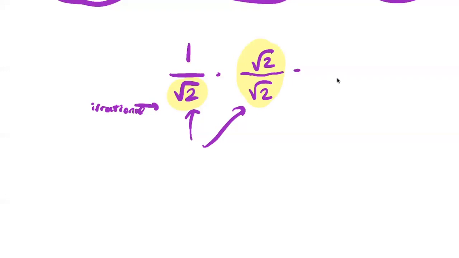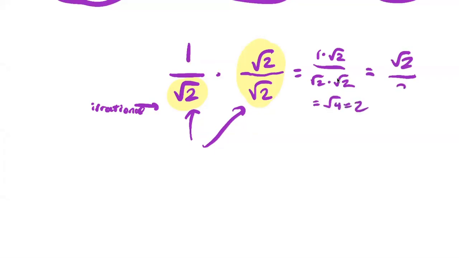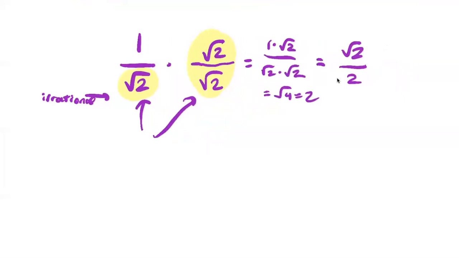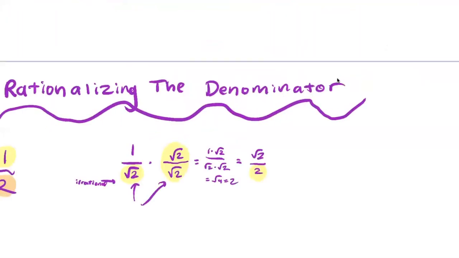So now let's go ahead and simplify this. So what is 1 times, so let's do this. So 1 times root 2 over root 2 times root 2. So 1 times root 2 is root 2, and root 2 times root 2 is equal to root 4, which is equal to 2. So root 2 over 2. And that's rationalizing the denominator. So now the denominator has only rational numbers. It doesn't have any more irrational numbers. So we have rationalized the denominator here.